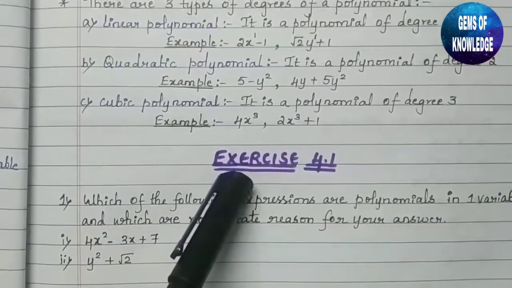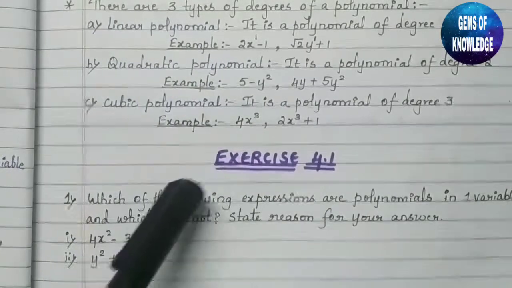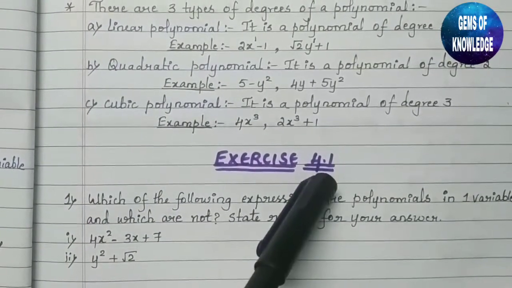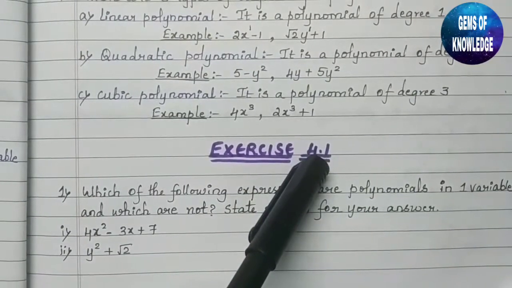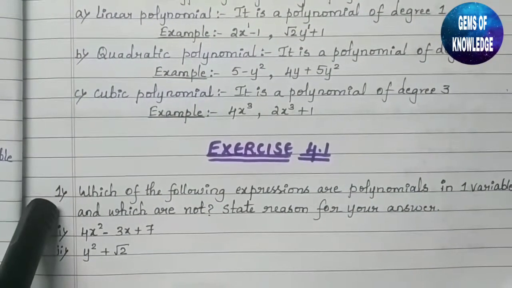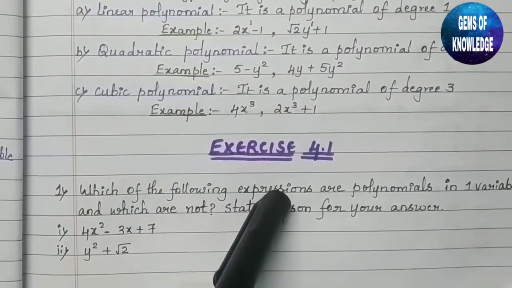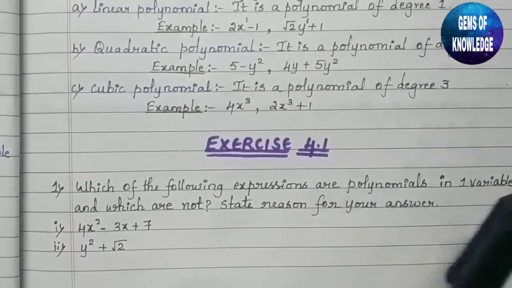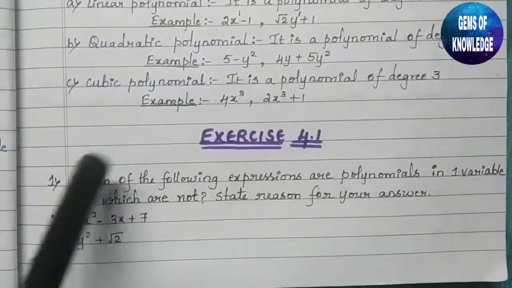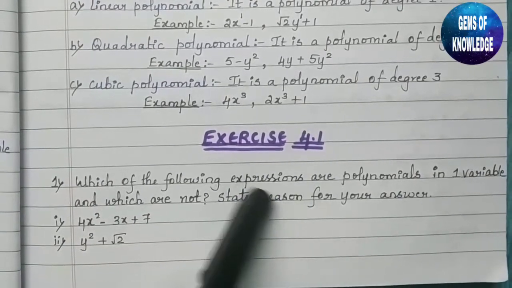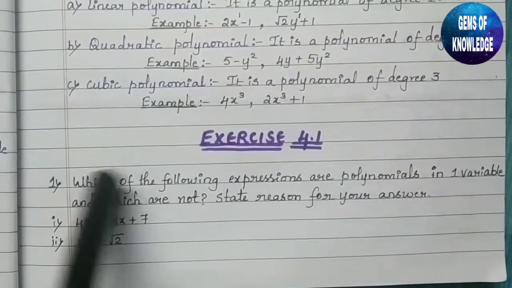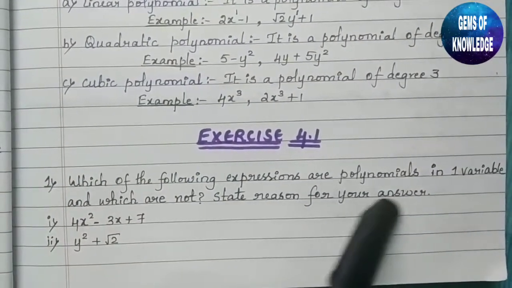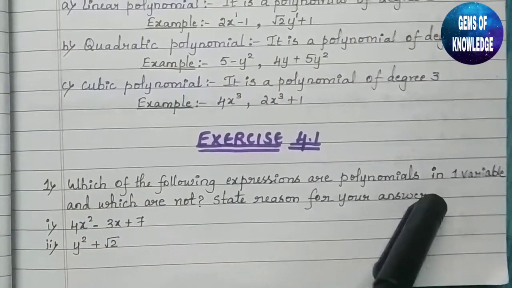Okay, so depending on this introductory part, you can see the exercise given, that is exercise 4.1. Now we are going to solve this exercise 4.1. The first question is: which of the following expressions are polynomials in one variable and which are not? We even have to state the reasons for our answers.